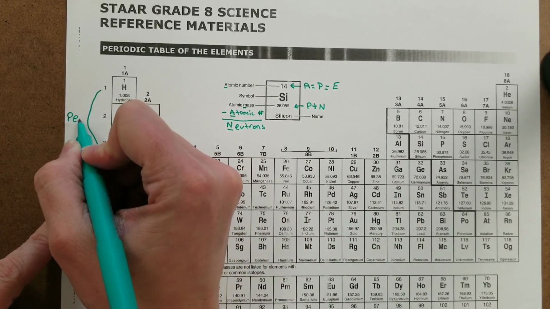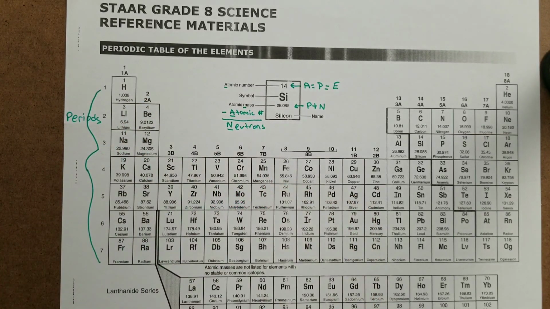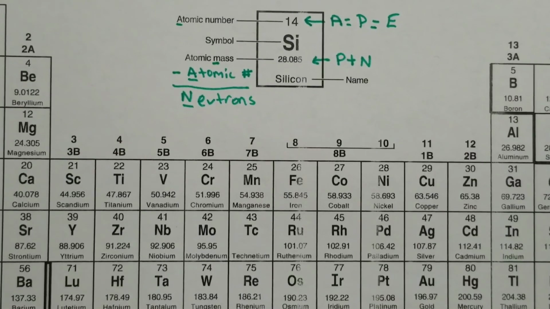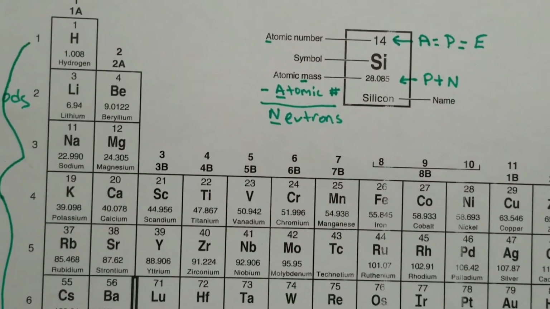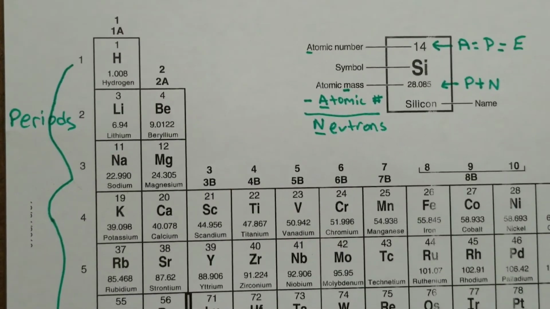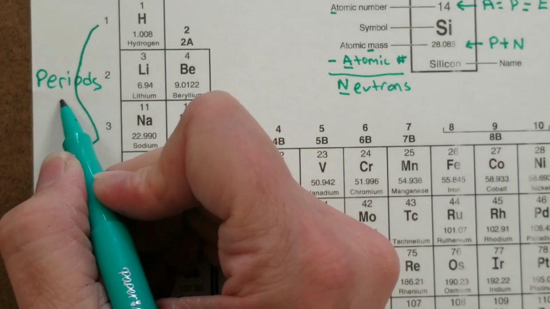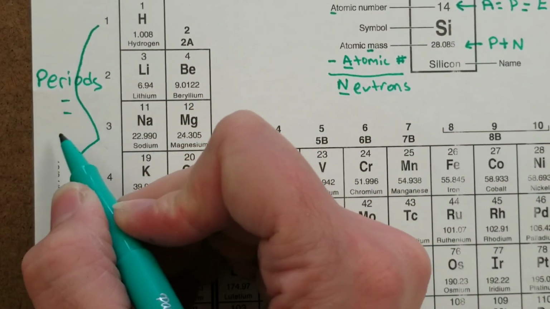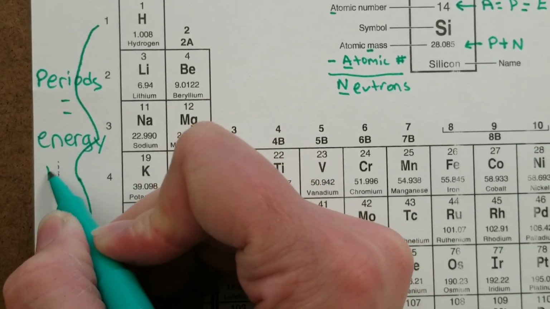All right. So these are called periods. They go horizontal. Zoom this in a bit. Let's see if I slide this over. All right. So these are my periods. And these periods are also energy levels. So I'm going to put periods equal energy levels.